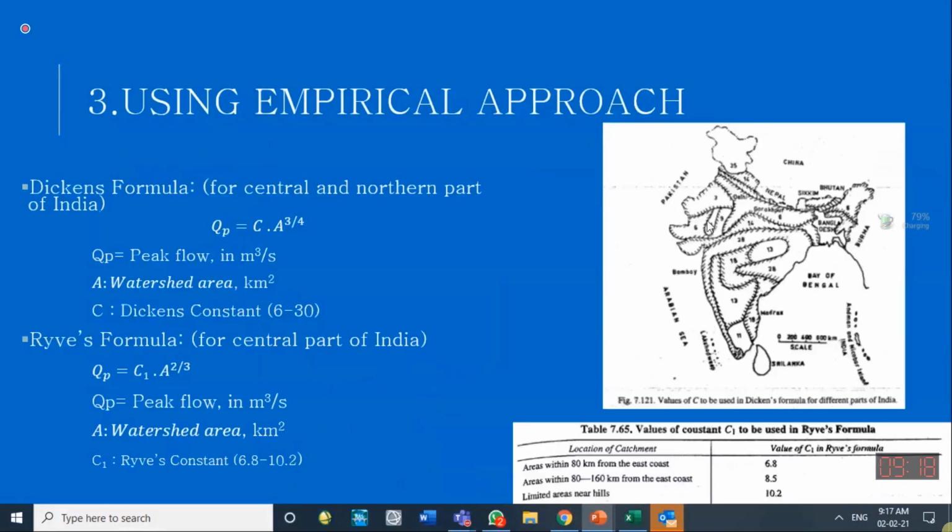For Dickens method, they have covered the whole India. Why are you saying that they are not covering the whole India?